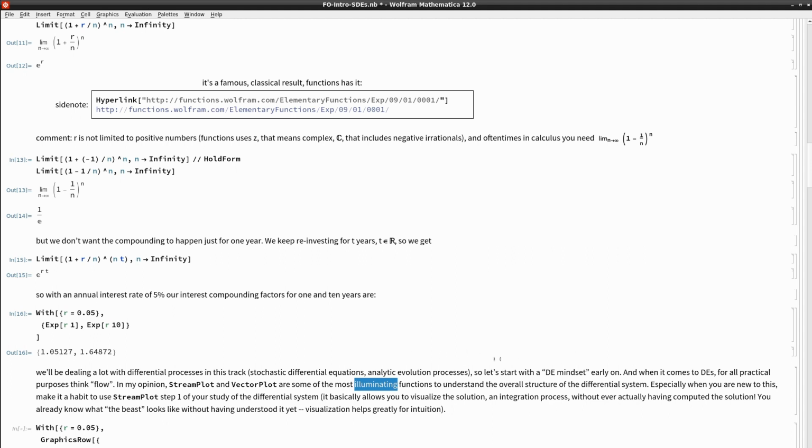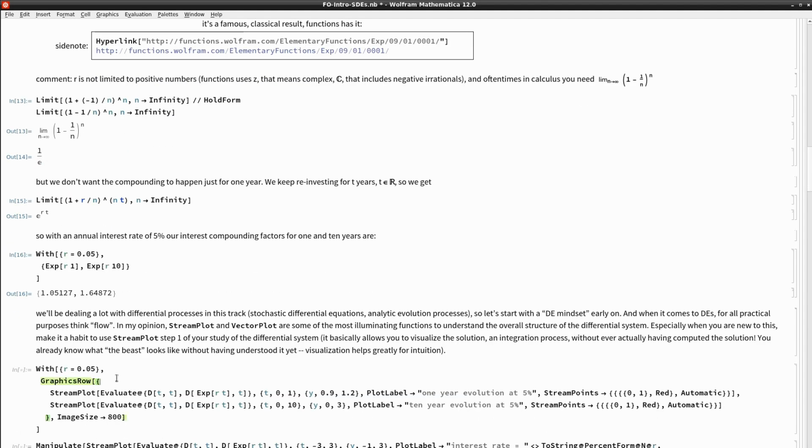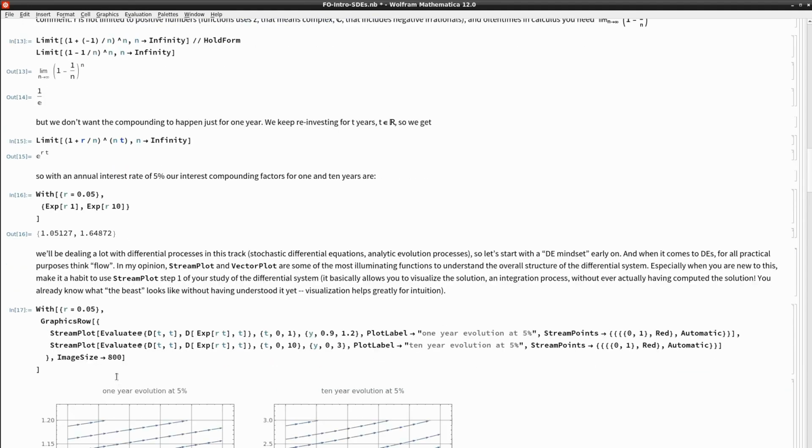So especially when you're new to this, I think make it a habit to use stream plot as step 1 of your study of the differential system. It basically allows you to visualize the solution, which is an integration process, without ever actually having computed the solution. You already know what the solution looks like, right? Without having understood it yet. But the visualization greatly helps your intuition. You know what a beast you're dealing with, and the geometry tells you already a lot about your underlying problem.